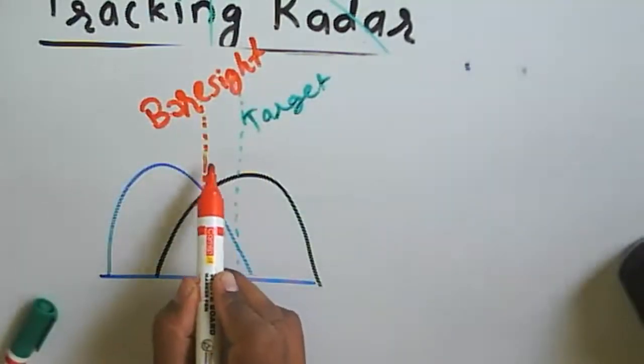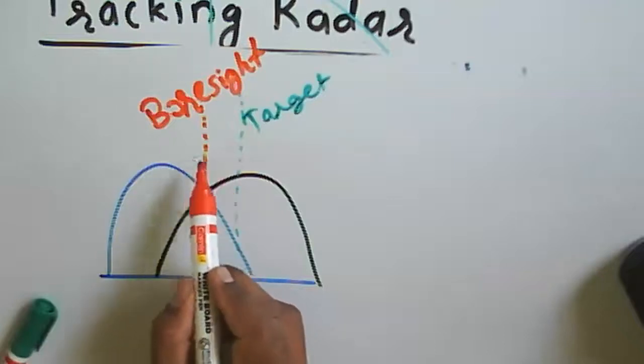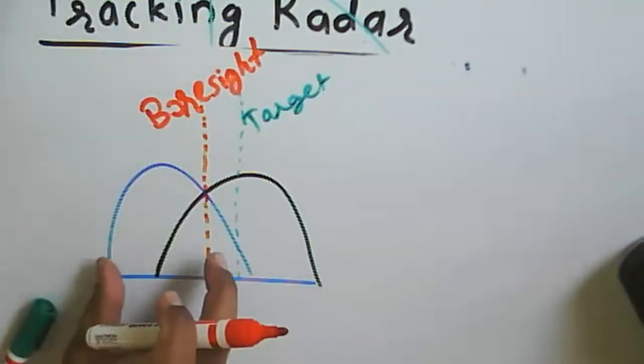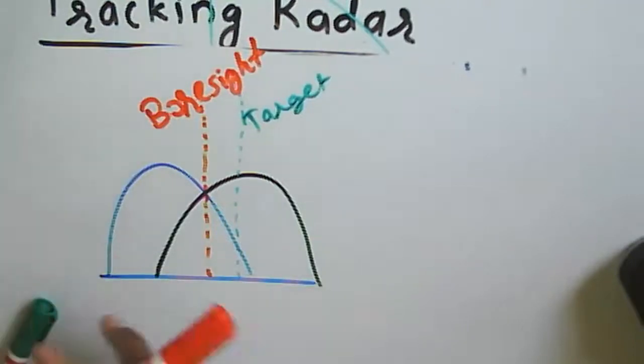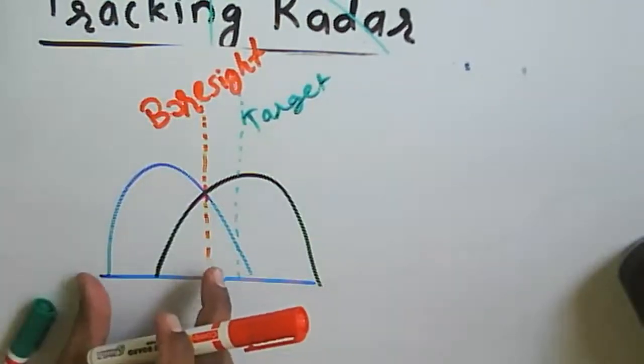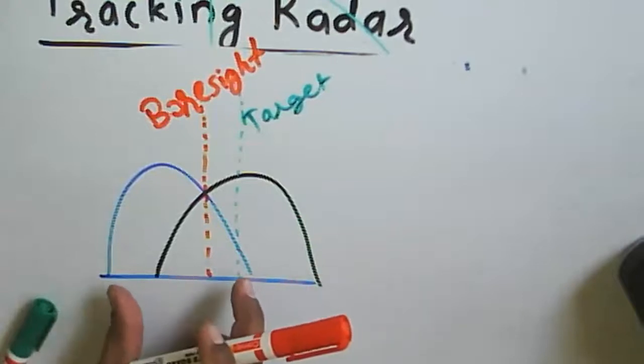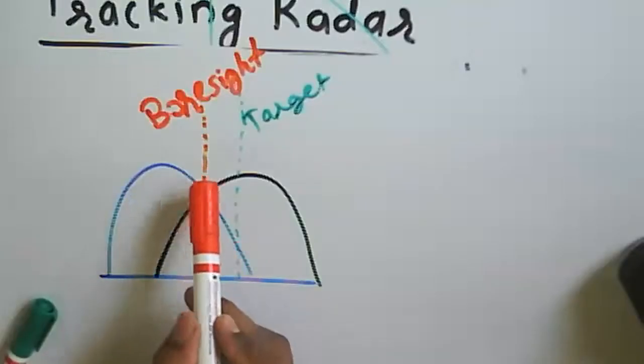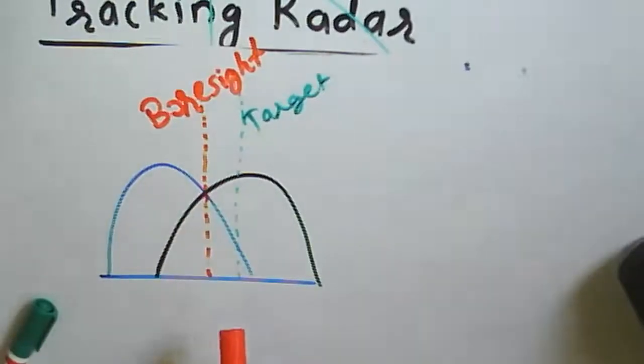From the bore site to the target, if you find out the angle, that angle is called a squint angle. So two beams we have. These are nothing but the two radiation patterns of an antenna, or we say the beams are squinted by an angle. That angle depends upon the bore site and the target.